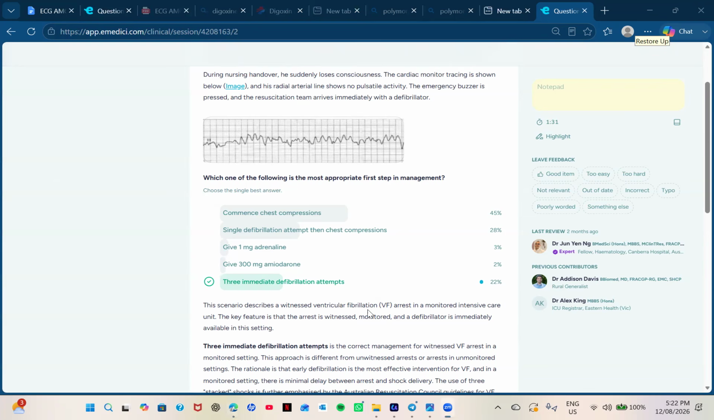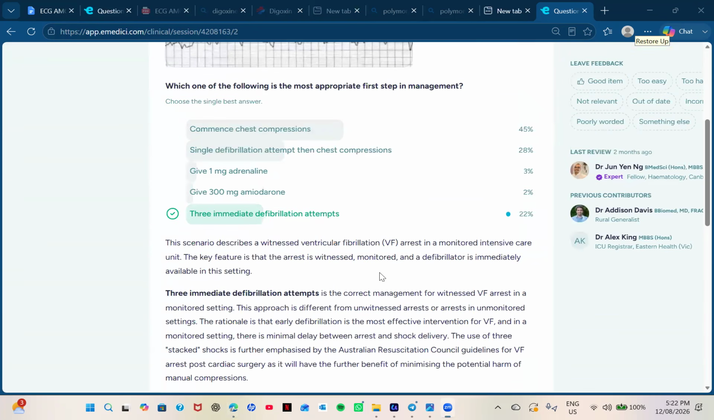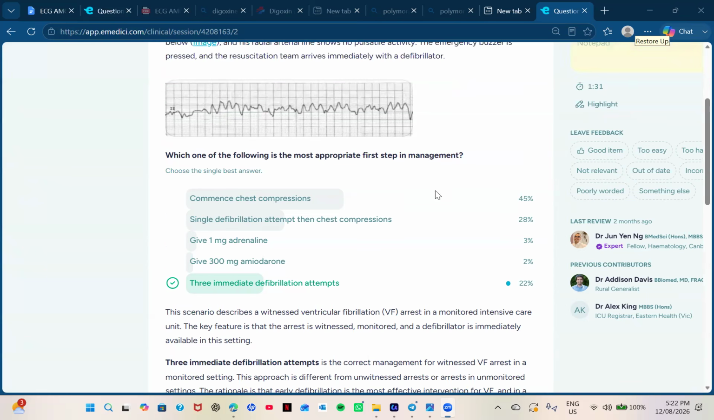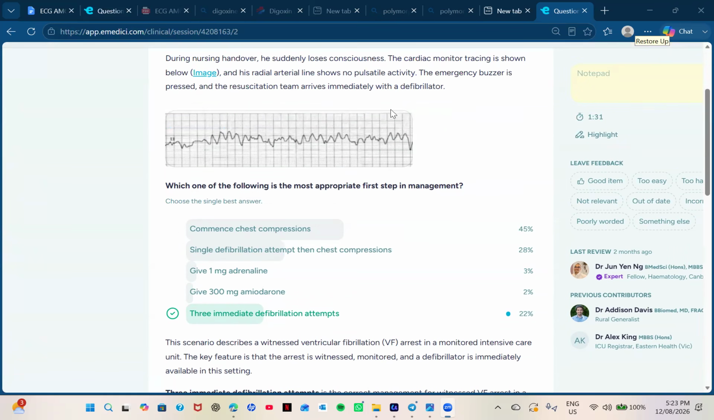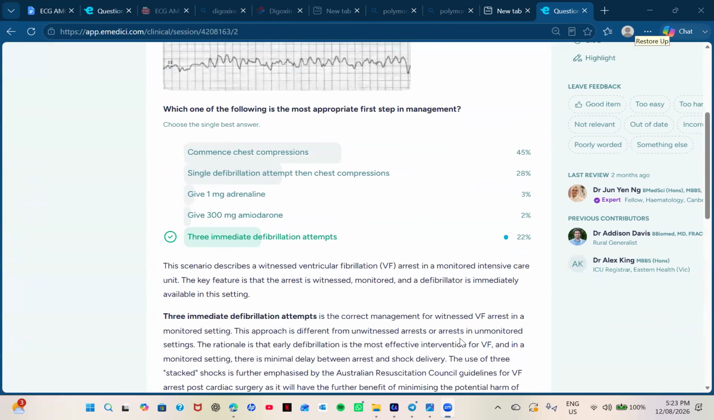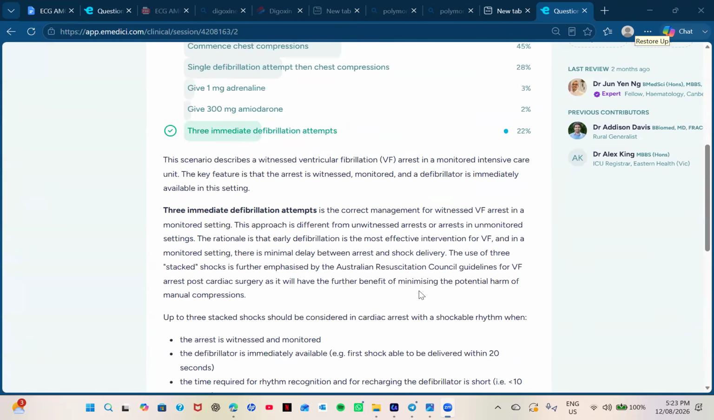Here, the scene is what? Witnessed ventricular fibrillation, right? Witnessed ventricular fibrillation, and there is a defibrillator available at the moment, immediately available. And here in the monitor you can see ventricular fibrillation, and this is a shockable rhythm, right? Shockable rhythm. Then what you can do, you have to start the defibrillation, right? Immediate defibrillation, right?